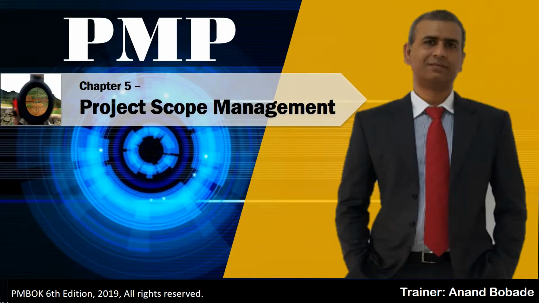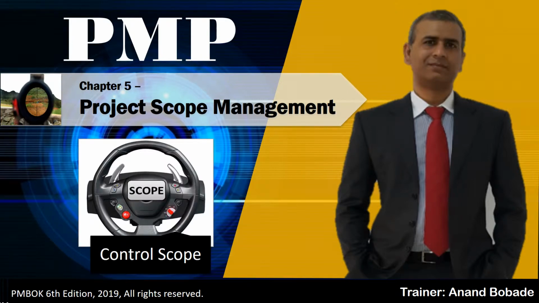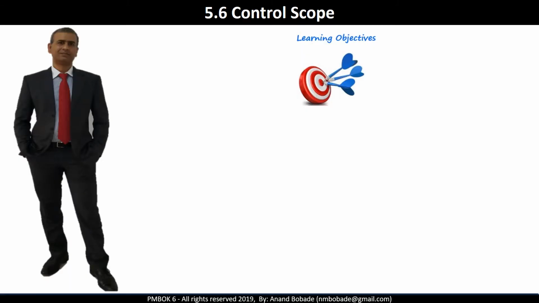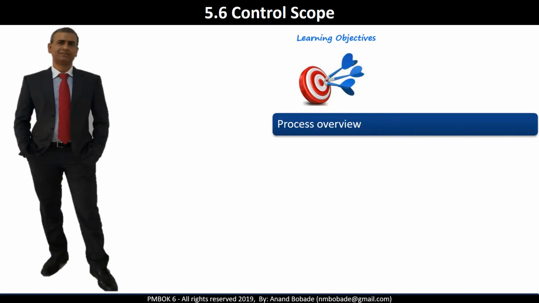This session is continuation of scope management knowledge area. In this session, you will learn control scope process, which is last process in scope management knowledge area. The learning objectives of this session are: we will start with the process overview, where I will explain importance and purpose of a control scope process.